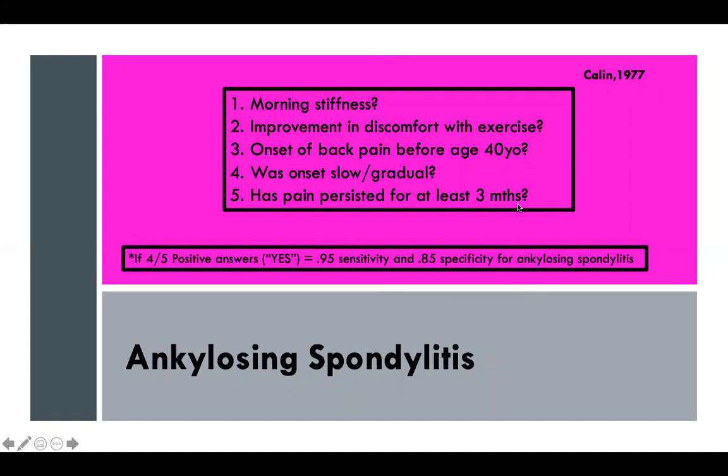I think these are important things to keep in mind because they correspond with some of the things that are common in ankylosing spondylitis. So if somebody has morning stiffness, if they have an improvement in their pain and symptoms as they move, as they exercise, onset before the age of 40, slow and gradual onset, and pain, discomfort, or stiffness that has been there longer than 3 months, if 4 out of 5 of these are positive, there's a high likelihood of ankylosing spondylitis. So that's a nice cluster to use in your screening process for this disorder.